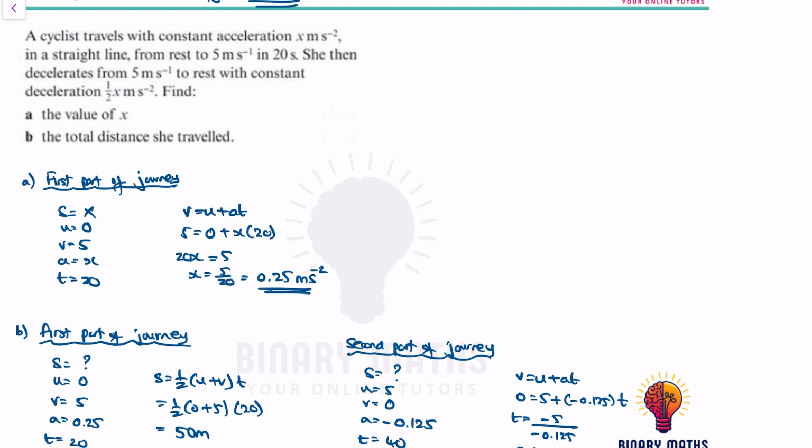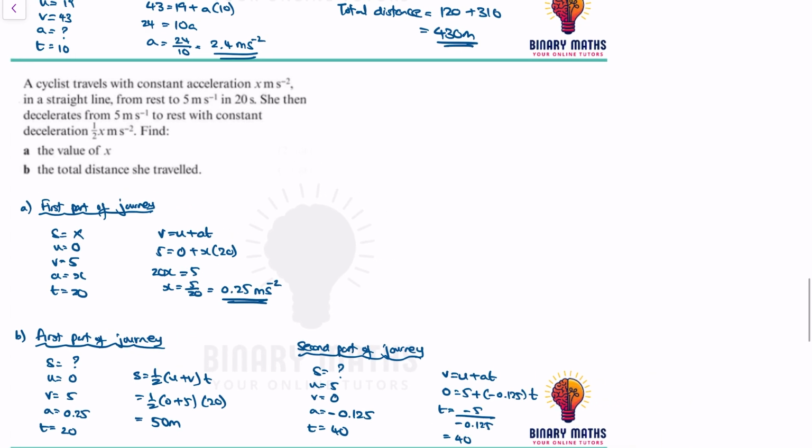So now I can use S is equal to half U plus V times T, which is half of 5 plus 0 times 40, which is equal to 100 meters. So that means the total distance is equal to the 50 from the first part of the journey plus the 100, which is equal to 150 meters.